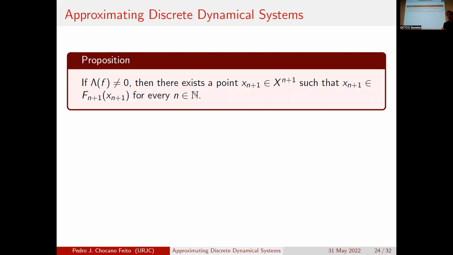Now what we want to do is to relate dynamical information of our original dynamical system to dynamical information of the levels of the inverse sequence. Here, a first result tells us that if the Lefschetz number of f is non-zero, then for each level of the inverse sequence, we have a fixed point.